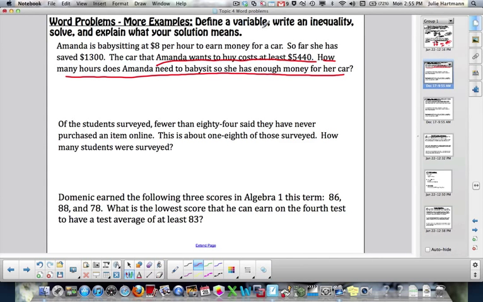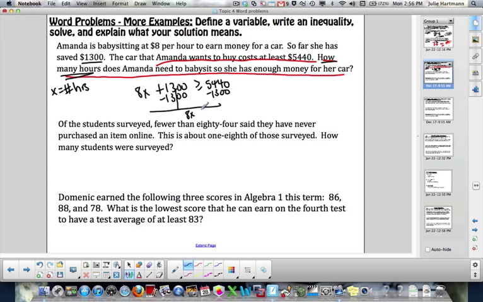Now, same thing here, define a variable, write an inequality, solve, explain what that means. So, how many hours? So, x is the number of hours. She is babysitting at $8 per hour to earn money for a car. So far, she has saved $1,300. So that's her initial value. That's how much she started with. And she's making $8 times the number of hours she works. She wants to buy a car that costs at least $54.40, so she needs at least that, so greater than or equal to $54.40. To solve that, we minus 1,300.